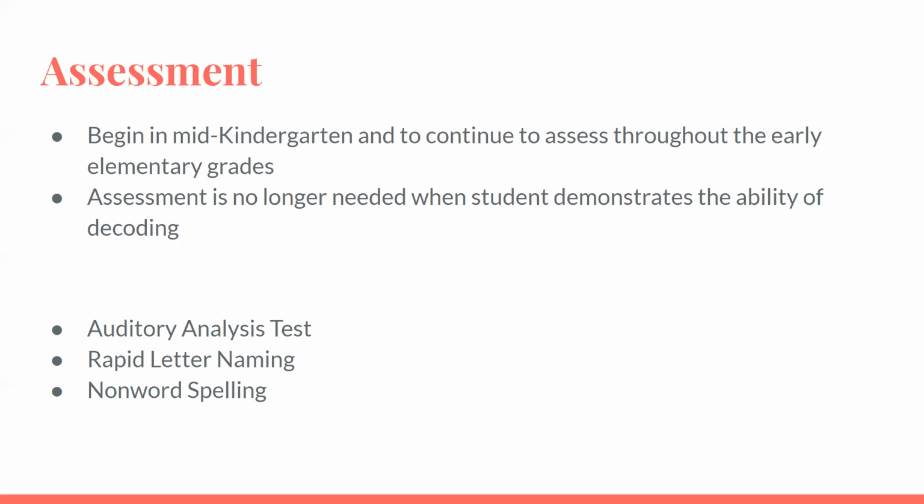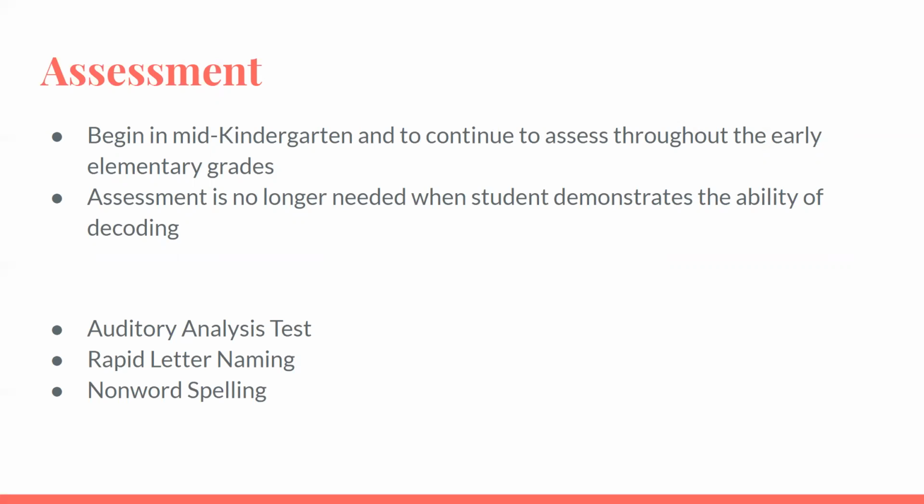Next would be rapid letter naming. The measure has 18 alternate forms and consists of 104 randomly selected upper and lowercase letters presented on one page. The measure is given individually, and the students have 1 minute to name as many letters as possible in the order that they appear on the page.